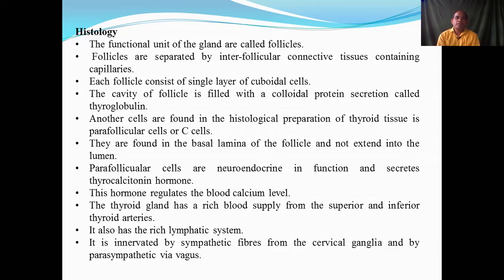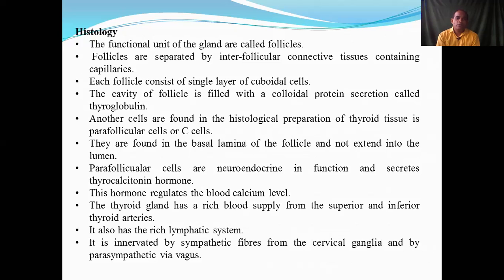The follicles are separated by interfollicular connective tissue containing the capillaries. Each follicle consists of a single layer of cuboidal cells. The cavity of follicles is filled with a protein secretion called thyroglobulin. Other cells found in the histology preparation of thyroid tissue are parafollicular cells, or the C cells.